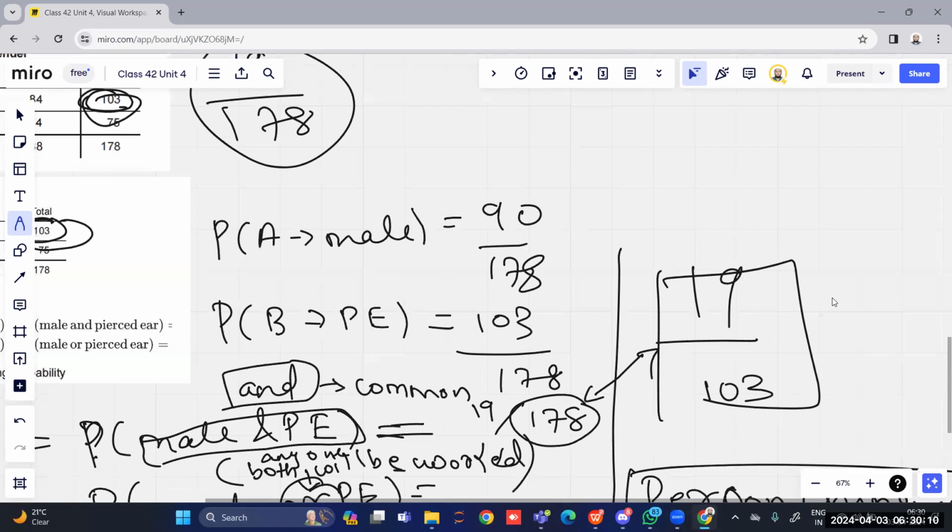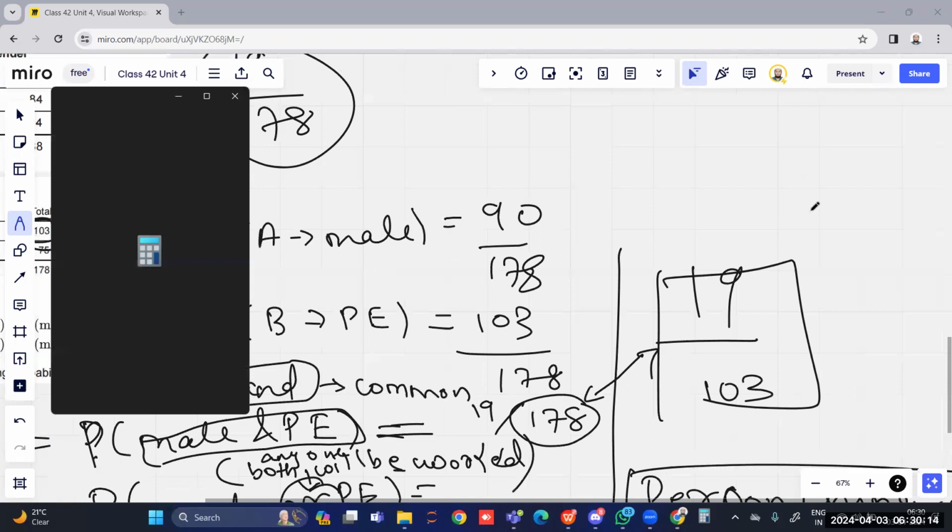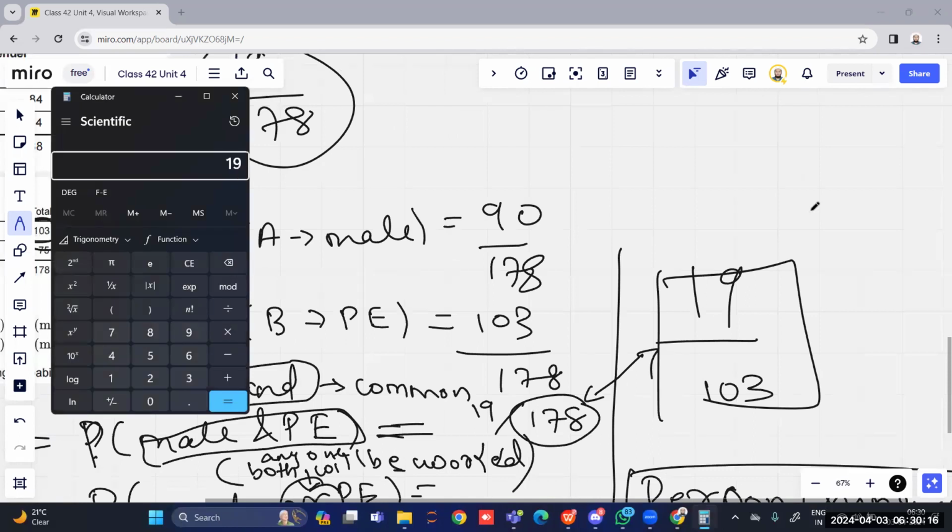We'll do it on the calculator also and see the magic of conditional probability. 19 divided by 178. What is it? 0.